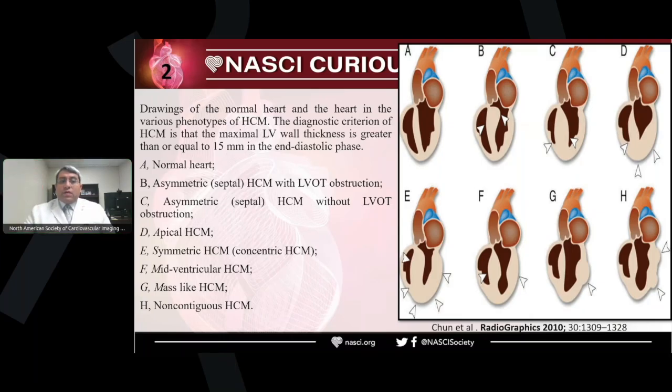Symmetric HOCM, concentric, like what happens with aortic stenosis or systemic hypertension. Apical HOCM, as the one we saw, mid-ventricular HOCM only, mass-like and non-contiguous HOCM that can have different lesions in the left ventricle, and they are not tumors, they are not neoplastic, they are just hypertrophic cardiomyopathy.